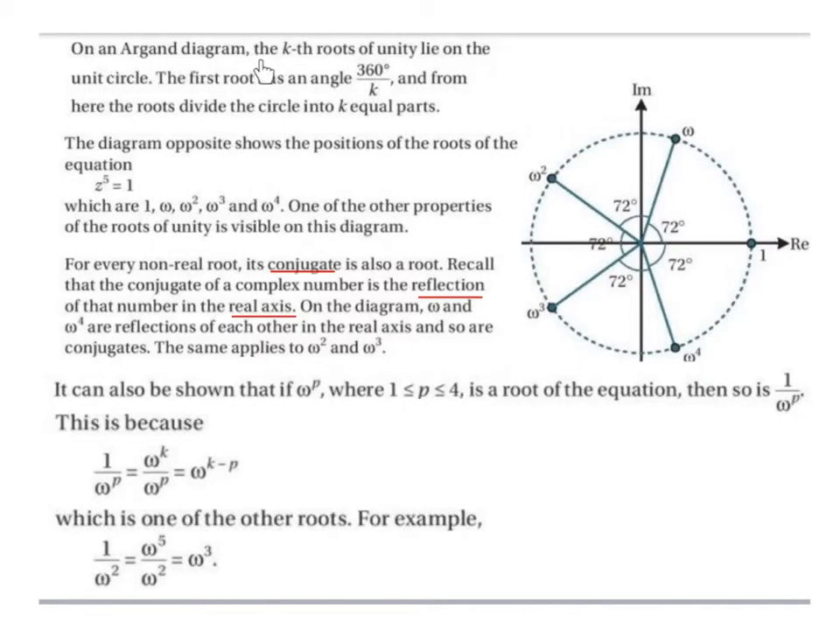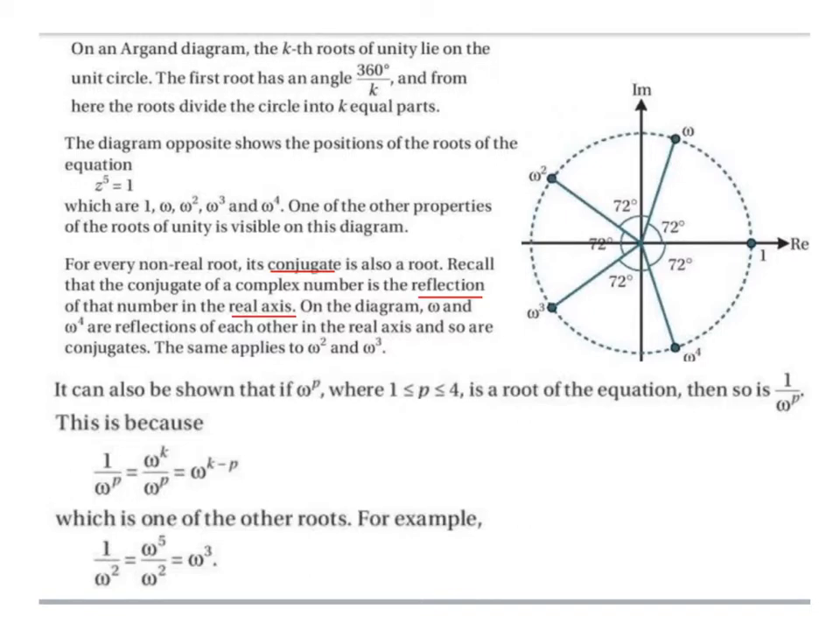On an Argand diagram, the kth roots of unity lie on the unit circle. The first root has an angle 360 degrees over k, and from here the roots divide the circle into k equal parts. The diagram opposite shows the positions of the roots of the equation z to the power of 5 is equal to 1. So we can see that our circle has been broken down into 5 parts. So we have 1, 2, 3, 4, 5 complex numbers. So the positions of the roots are 1, w, w squared, w cubed, and w to the power of 4.